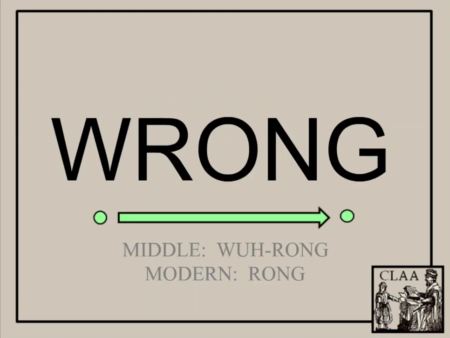In Middle English, we learned that this word was read as waronga. In modern English, the W is ignored. We don't read this word as warong. In modern English, we read it as wrong. The W is silent, wrong.